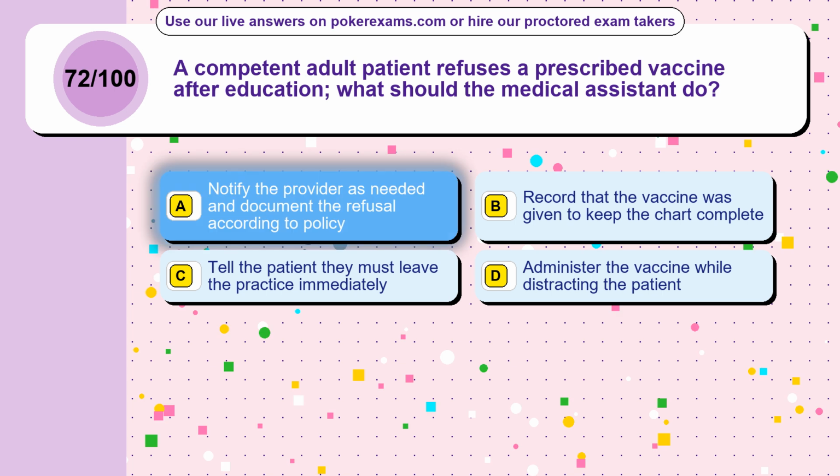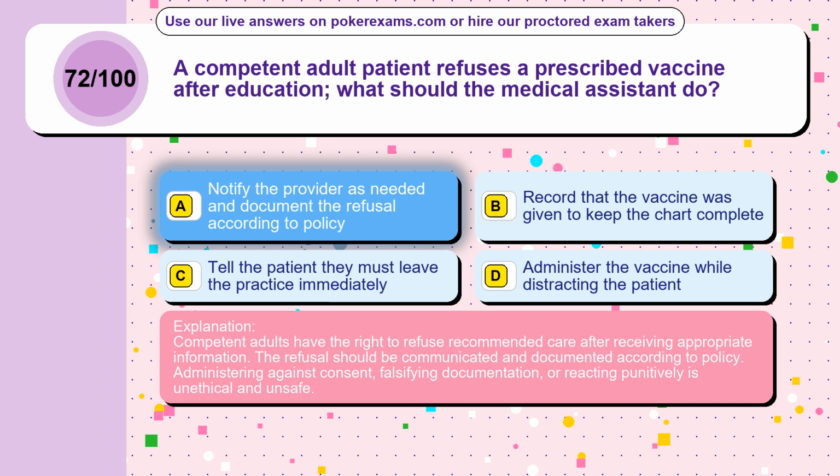The correct answer is option A. Notify the provider as needed and document the refusal according to policy. Competent adults have the right to refuse recommended care after receiving appropriate information. The refusal should be communicated and documented according to policy. Administering against consent, falsifying documentation, or reacting punitively is unethical and unsafe.